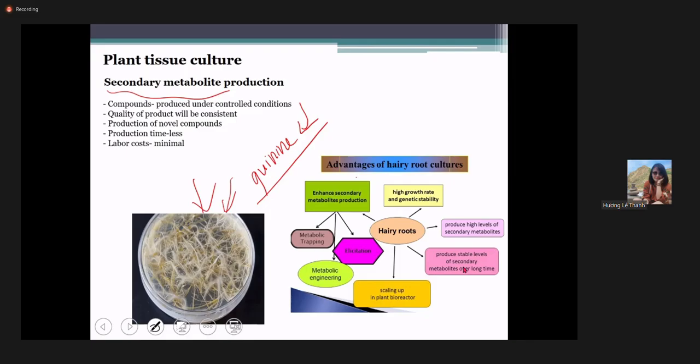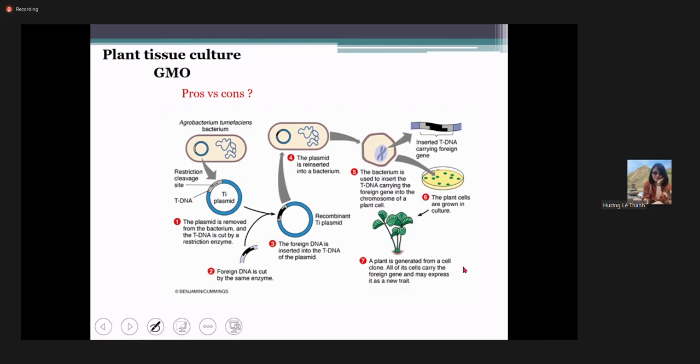And the next one is maybe quite familiar to you: GMOs, genetically modified organisms. Are you familiar with this? Sinh vật biến đổi gen.